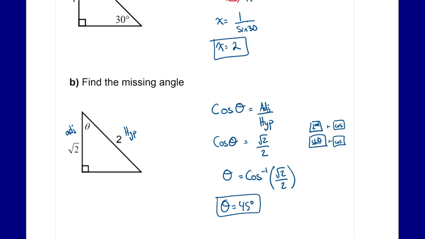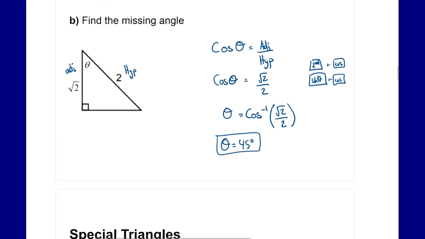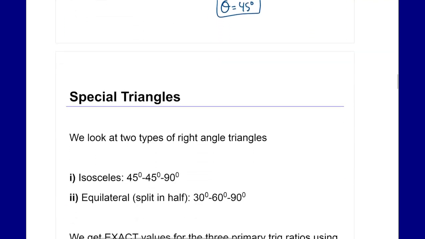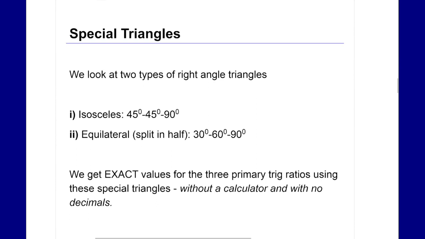And so that was a little bit of a review of the right angle trig that you've looked at before. We're going to focus specifically now on special triangles. And we're going to look at two types of right angle triangles. One is going to be an isosceles triangle, which means two angles are the same or two sides are the same. And it's going to be a 45 degree, 45 degree, 90 degree triangle. We're then going to look at an equilateral triangle that's split in half. So the angles that we're dealing with are 30, 60, and 90.